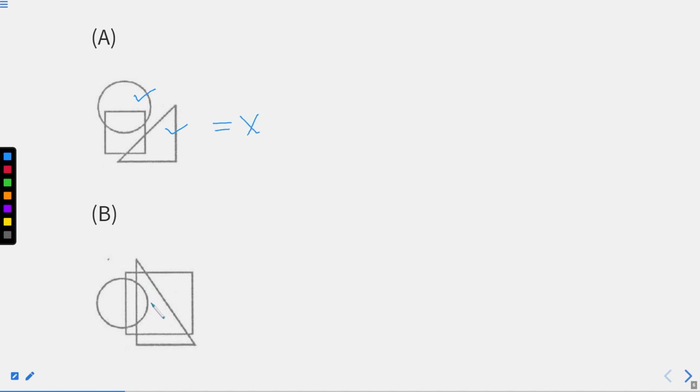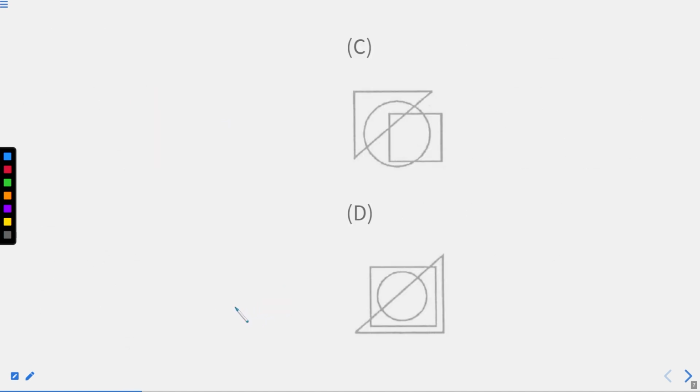Now we will look at option number 2, that is B. Here you need some common area between circle and triangle. So the common area between circle and triangle here is this one. But we want this area to be separated from the square. But this complete area is already within the square, right? So this is also not your answer, right?